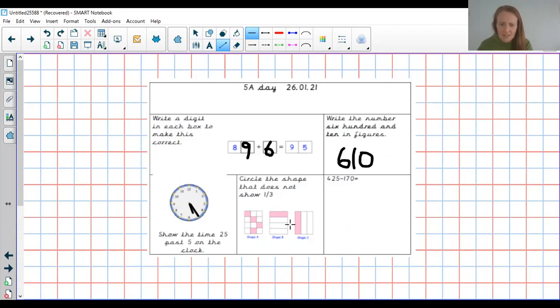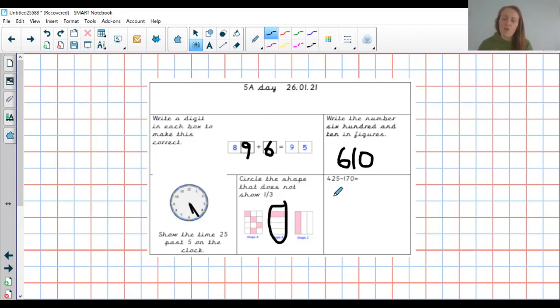This one, however, let's see how many parts. 1, 2, 3, 4 parts and 1's coloured in. That one doesn't show 1/3. So you should have put a circle around that one and you get your point there as well. Well done if you got that right.